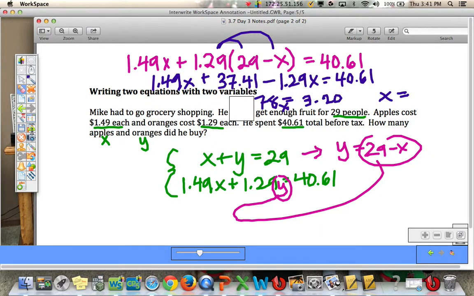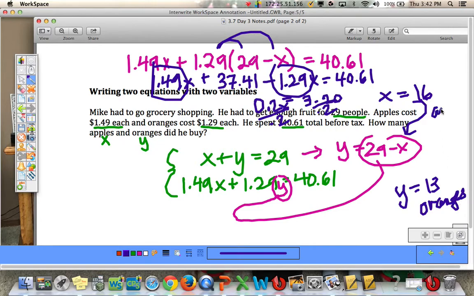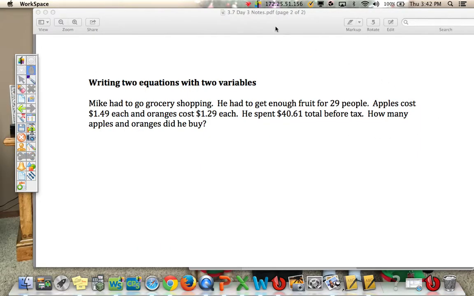I added $1.49 and $1.29. I should subtract these two. So $1.49 minus $1.29 is 0.2. So we get 0.2x equals 320 divided by 0.2. 320 divided by 0.2 equals 16. Okay, so there's 16 apples. And to figure out how many oranges, we plug in 29 minus 16, and we get 13. So y equals 13, and this was oranges. And this was apples.